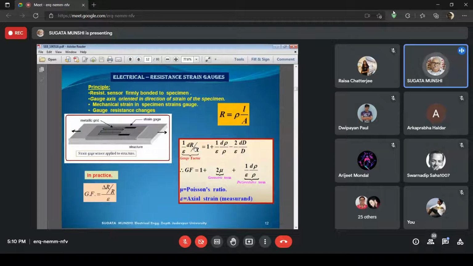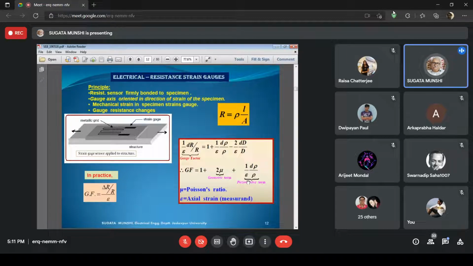All right, the strain gauge. In this expression, you may see that apparently the change in resistance occurs due to the change in the physical dimensions. That means the geometric term is there, 1 plus twice mu, where mu is the Poisson's ratio. What is Poisson's ratio? It is minus dD by D divided by epsilon. That is the Poisson's ratio. So the twice mu term is coming in here.